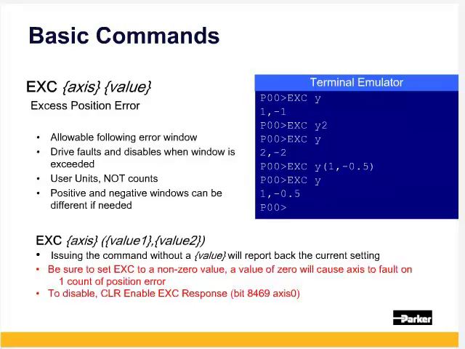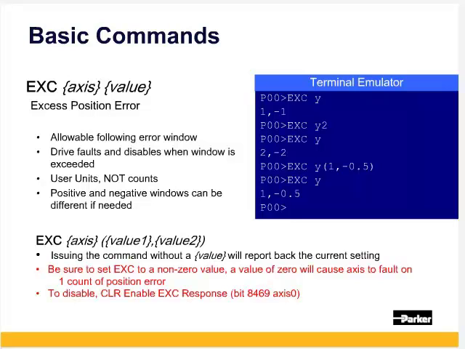EXE is the excess position error, which is the maximum error allowed between the commanded and actual encoder position. This is scaled in user units. The drive faults and disables when this limit is reached. If you use EXE-Y2, this will set both the positive and negative maximums to 2 units. However, you can have different values for both the positive and negative error limits.